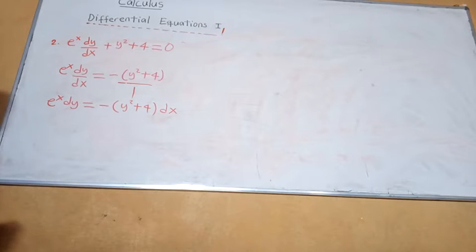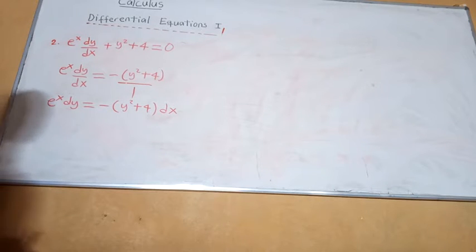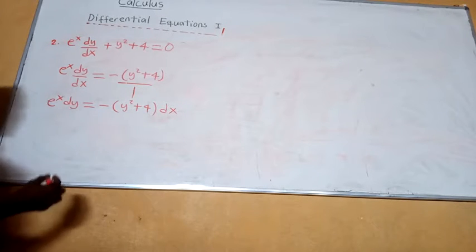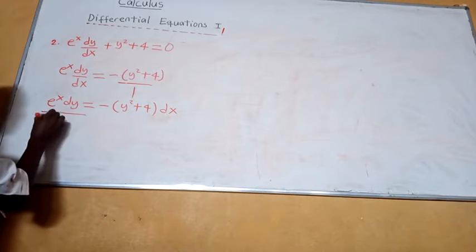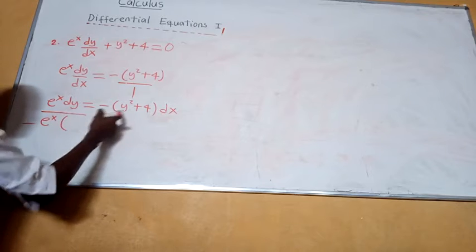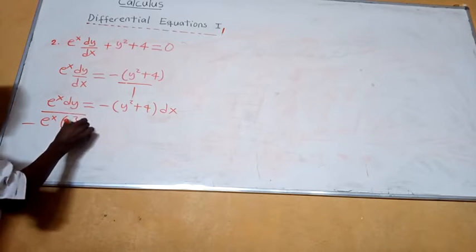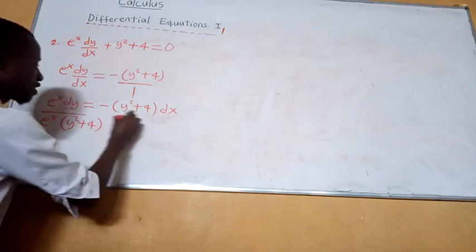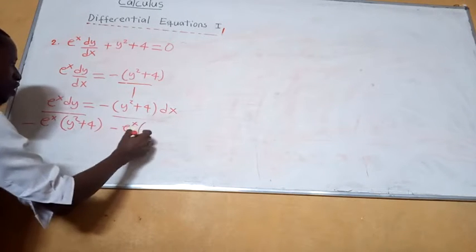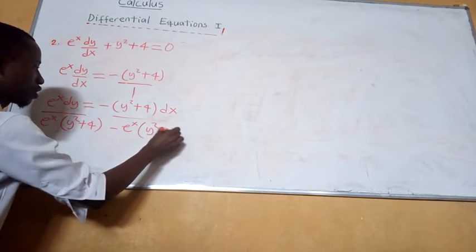So separating variables here, we will divide both sides by e to the x and minus parenthesis open y squared plus 4.